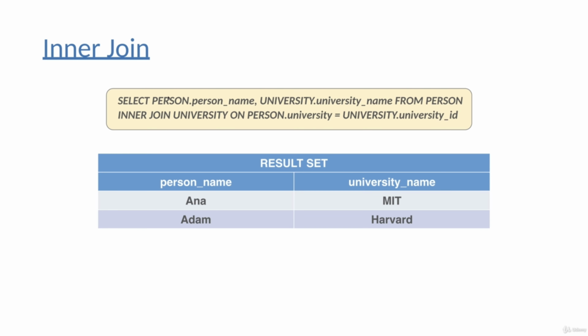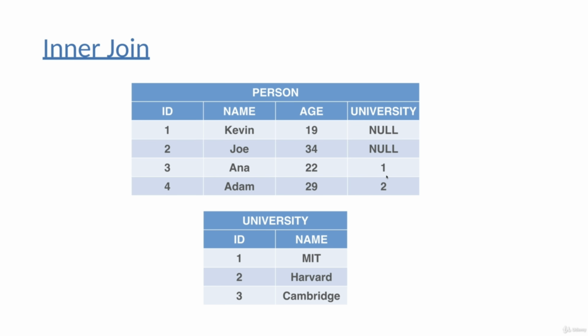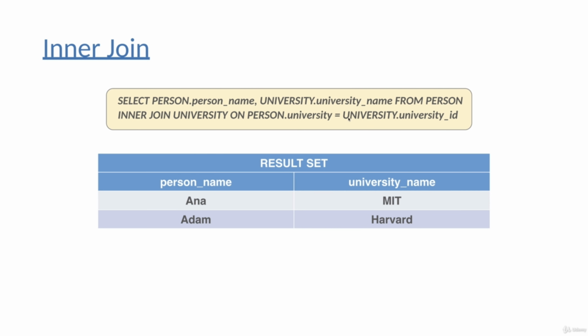And we can select the person.person name, the university table.university name from person inner join university. So we are going to use inner join between the two database tables. And of course, we have to define the relationship between the two database tables. Of course, the university value is the same as the ID of the university database table. And this is exactly what's happening here. The person.university is equal to the university database table.university ID primary key.